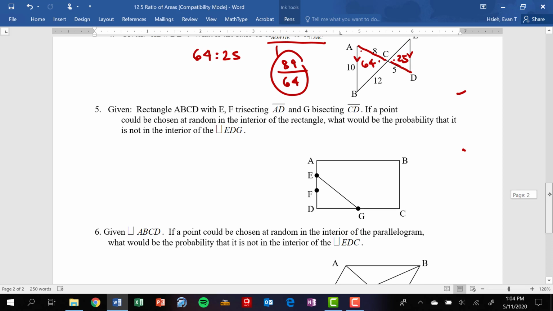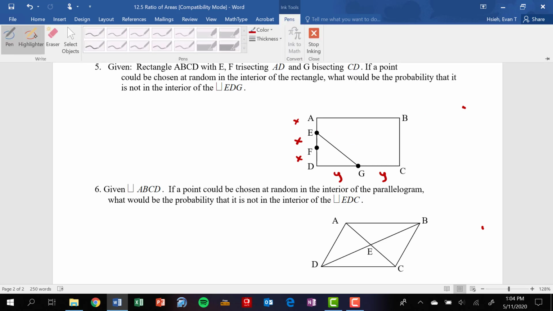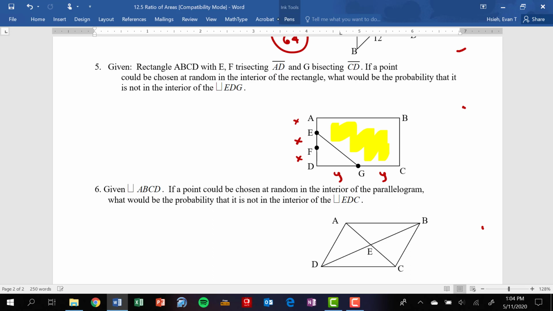Okay, problem number 5 here. This is trisected, so let's call these x, x, x, bisected, y, and y. And the probability that it's not in the interior of EDG. So we're just really looking at the ratio of this to the entire figure. Okay, so we're looking at the ratio of this part to it.